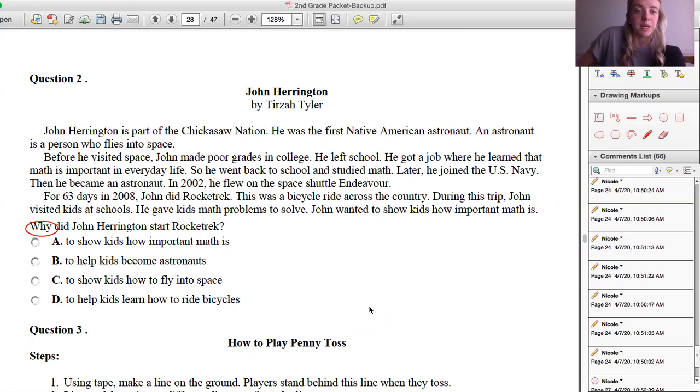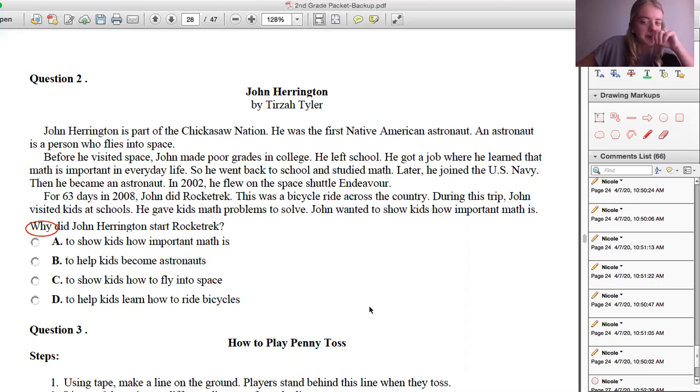Before he visited space, John made poor grades in college. He left school. He got a job where he learned that math is important in everyday life. So he went back to school and studied math. Later, he joined the U.S. Navy. Then he became an astronaut. In 2002, he flew on the Space Shuttle Endeavour. For 63 days in 2008, John did Rocket Trek. This was a bicycle ride across the country.